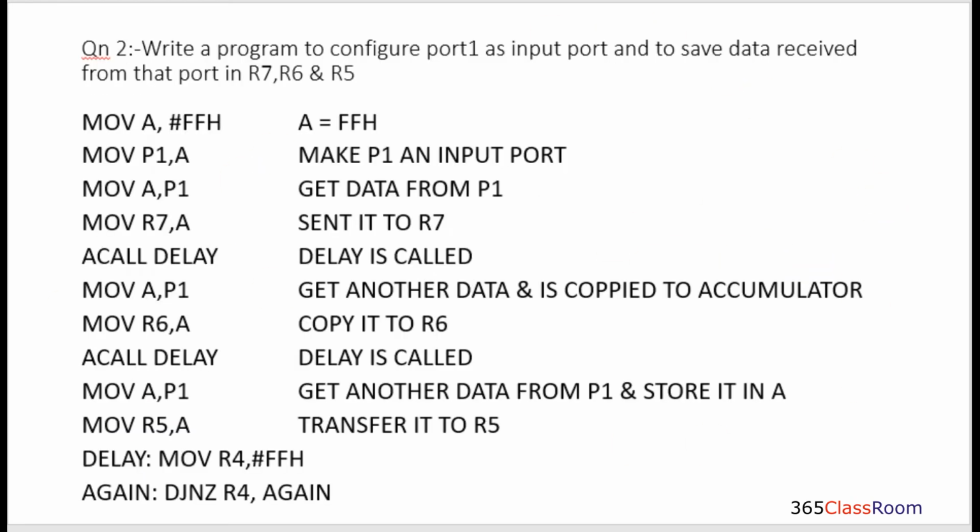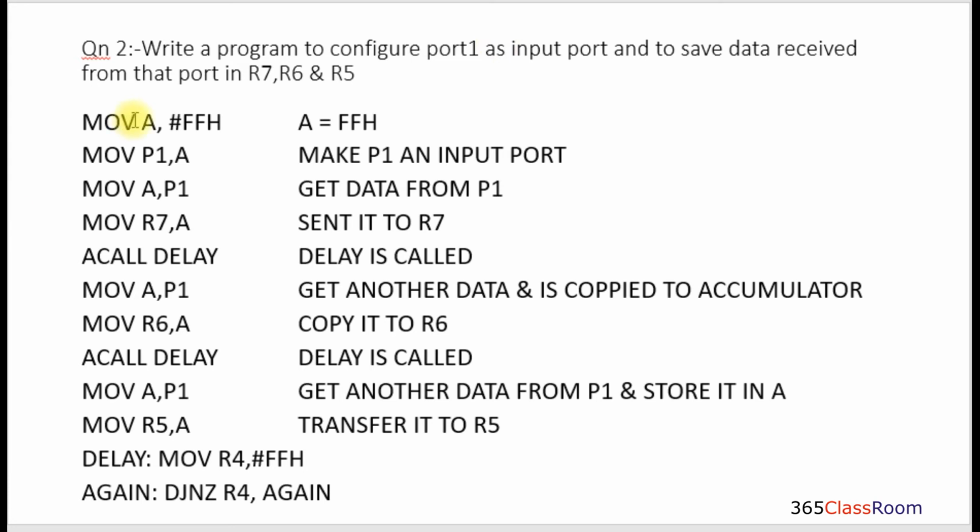Then the second program. Write a program to configure port 1 as input port and to save data received from that port in R7, R6 and R5. In this question, you want to configure port 1 as input port. Then you have to get data from port 1 and save it in registers R5, R6 and R7.